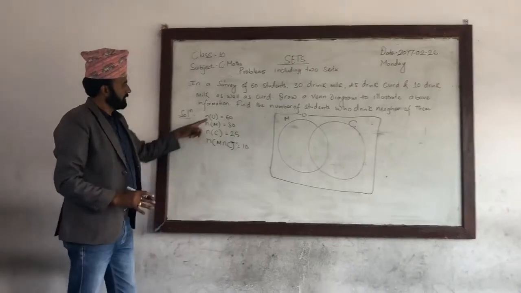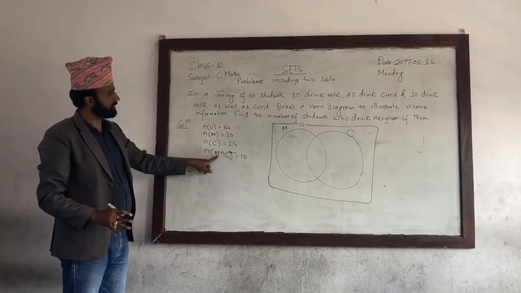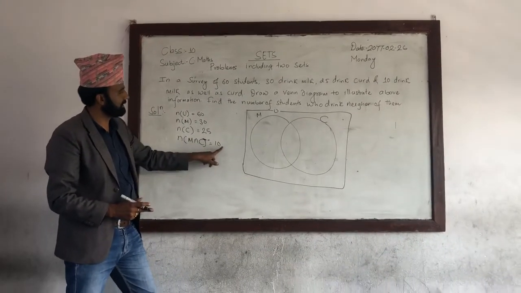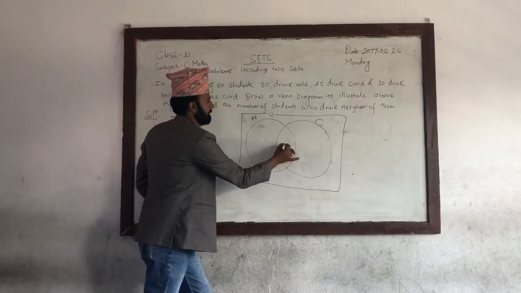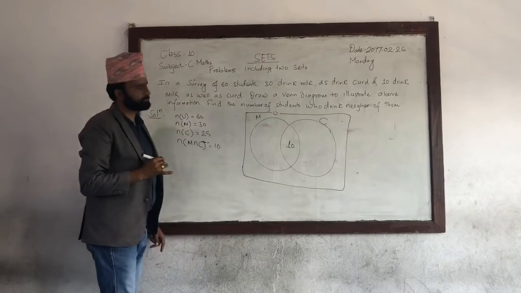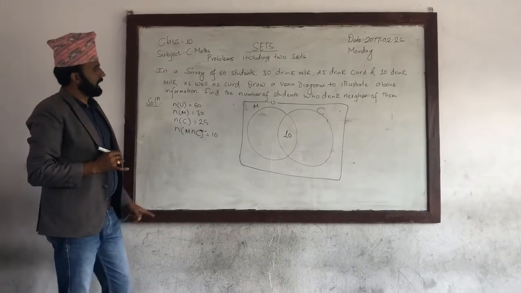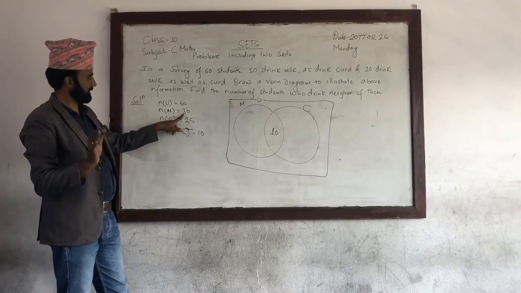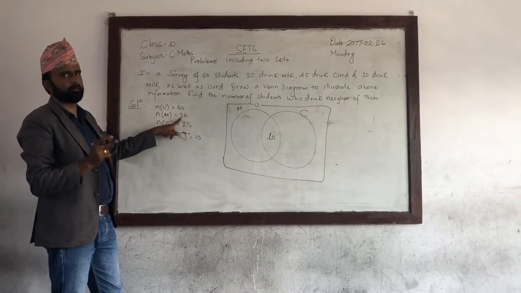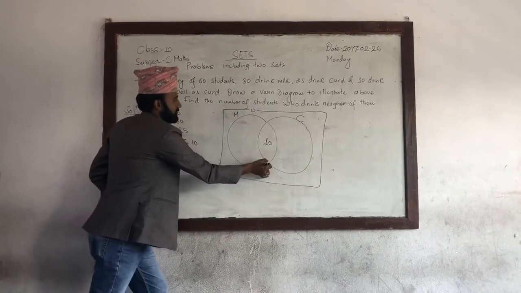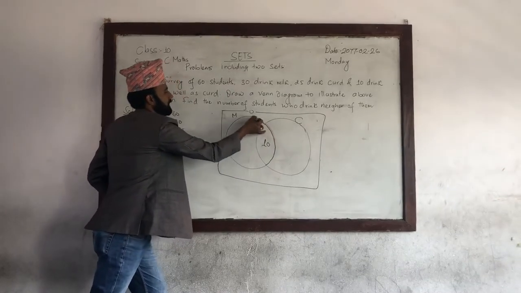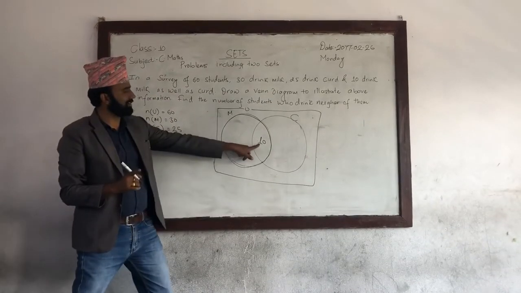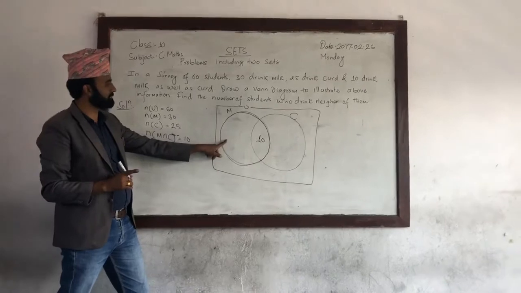Now, using this information, the students who like both is 10. So we write here 10. And how many students like to drink milk? 10. Oh, sorry. 30 students like to drink milk. Okay, the total number of students in the circle is 30. 10 are already there. So how many left for only milk?